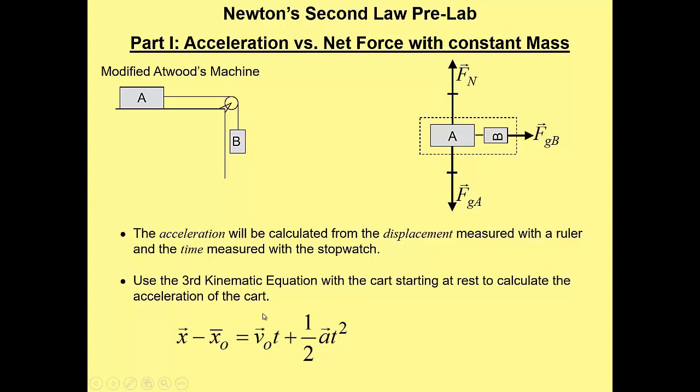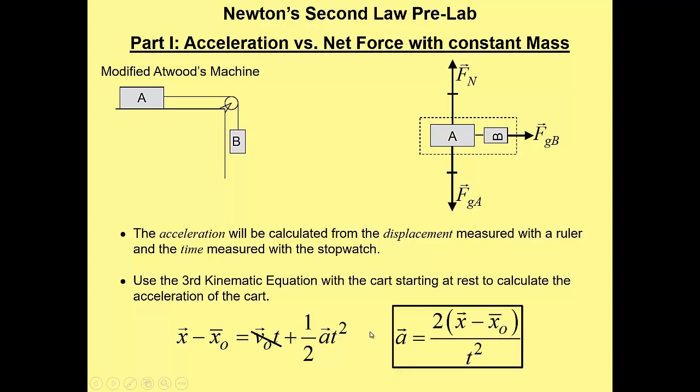Here is the third kinematic equation. Since it starts at rest, v0 is 0 and 0 times t is 0, so that whole term drops out. And if we do a couple of steps of algebra, we can solve for the acceleration. Right? Multiply by 2, divide by t squared, and we get this equation. So once you measure inside of the video, following the instructions, the displacement and the time it takes to go that displacement, you can plug them into this equation and calculate the acceleration.